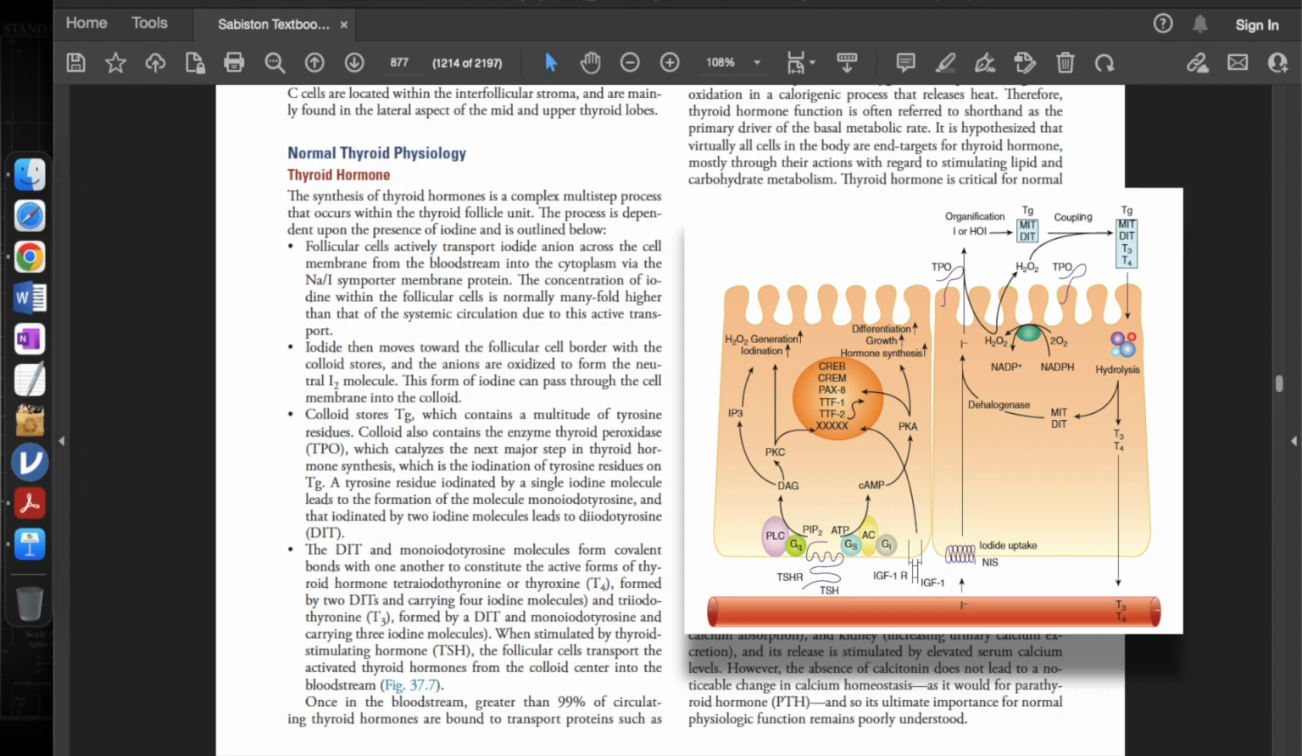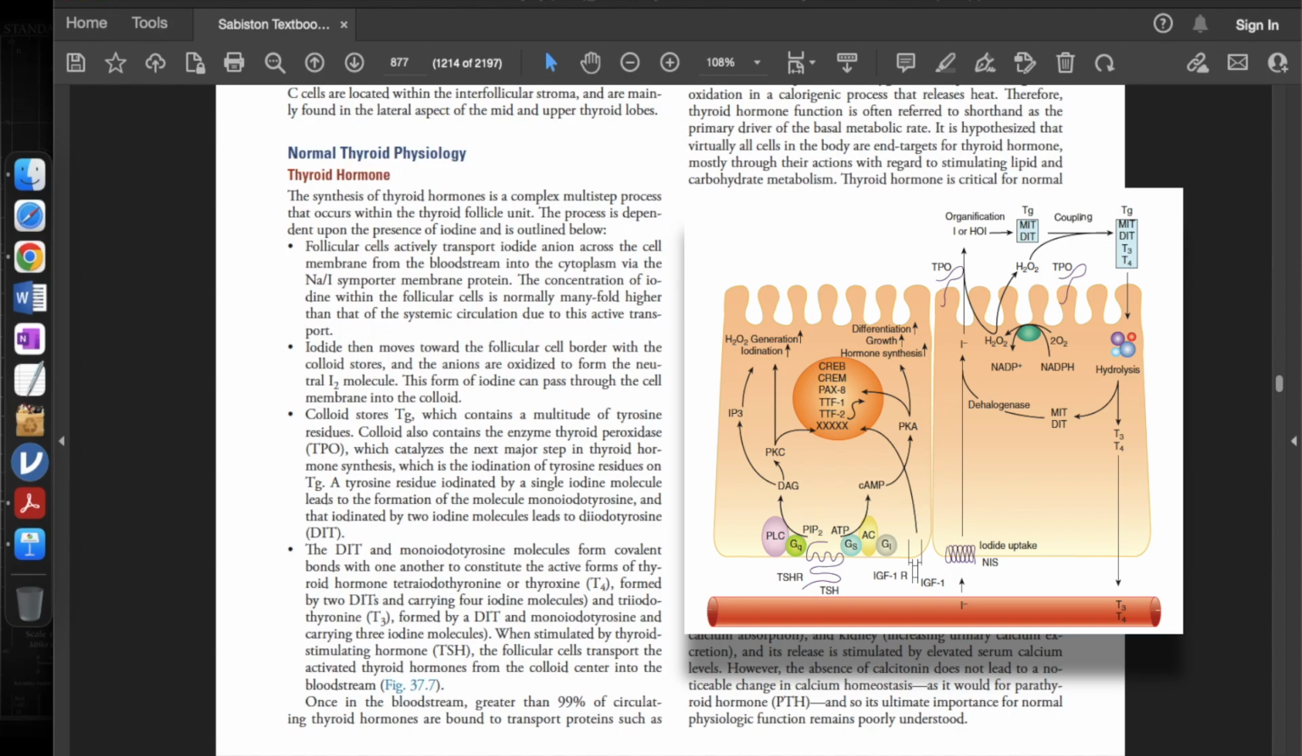The DIT and monoiodotyrosine molecules form covalent bonds with one another to constitute the active forms of thyroid hormone: tetraiodothyronine, or thyroxine, T4, formed by two DITs and carrying four iodine molecules, and triiodothyronine, T3, formed by a DIT and monoiodotyrosine and carrying three iodine molecules.